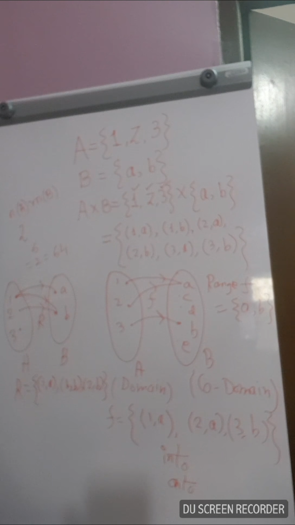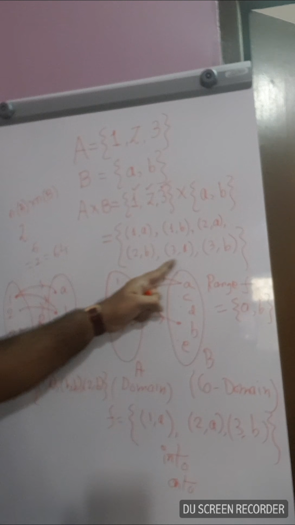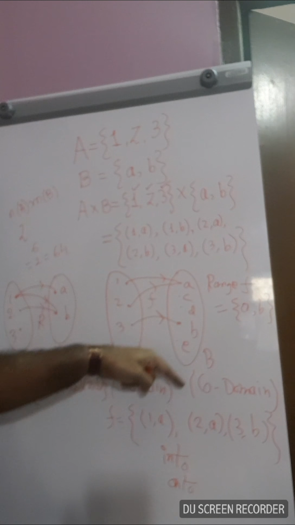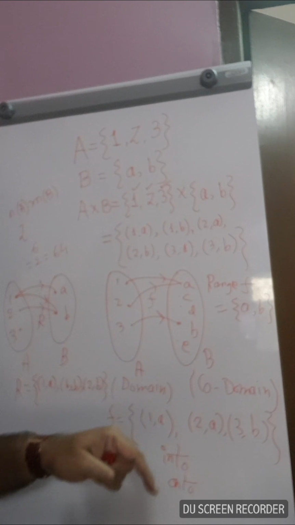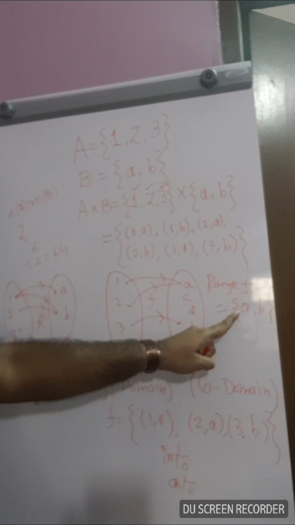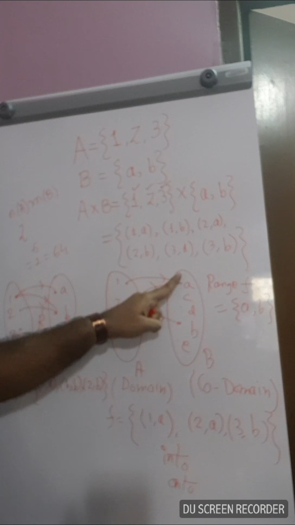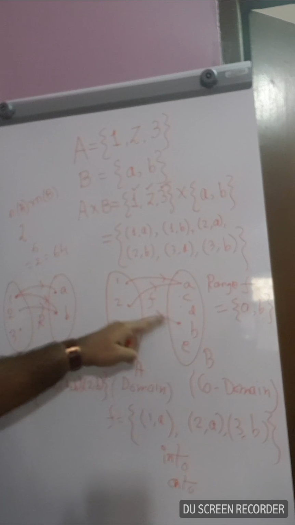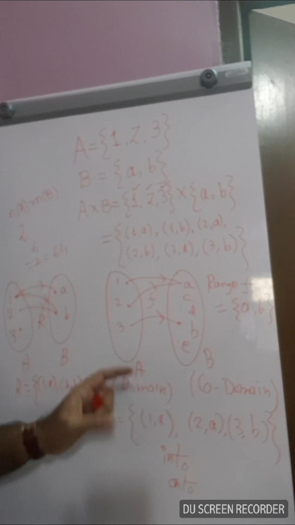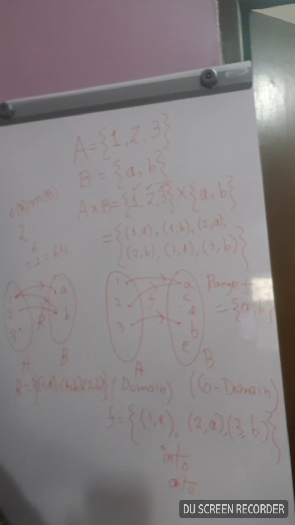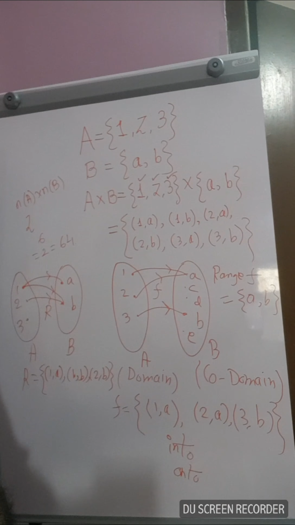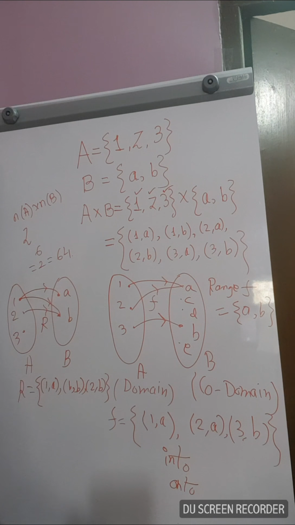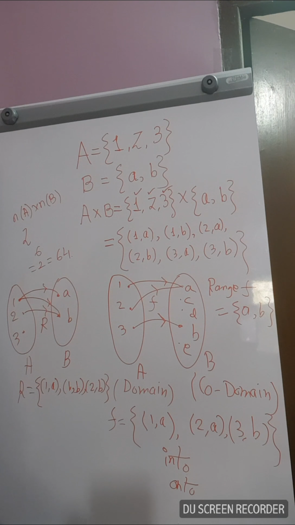So into function means the codomain has some extra elements which are not the images under f, whereas onto function means the range set is equal to the codomain set itself. That is, all the members of the codomain are also images under the function f. So this is into function and onto function. Likewise, we have one-one function and many-one function.